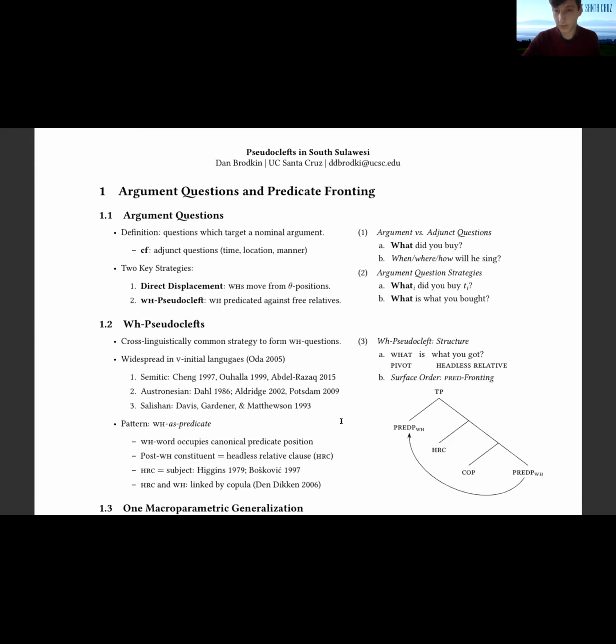So the what here. The subject is a headless relative or a relative clause with a dummy head, like the thing you bought. And then the WH word undergoes predicate movement to an initial position to give the order of what is what you got, or what's the thing that you got. Now, WH pseudoclefts are very common in verb initial languages.